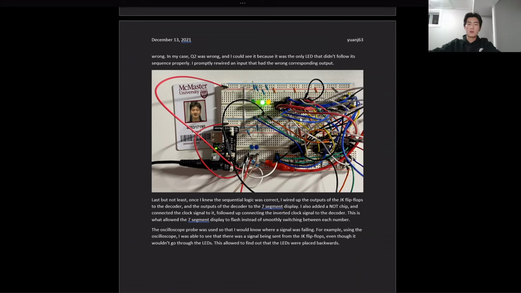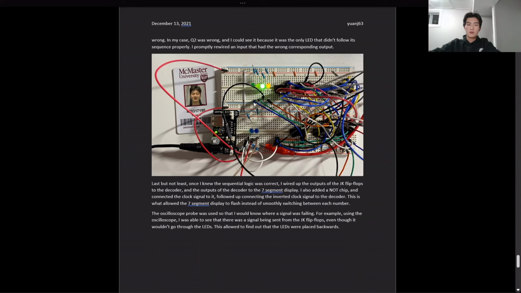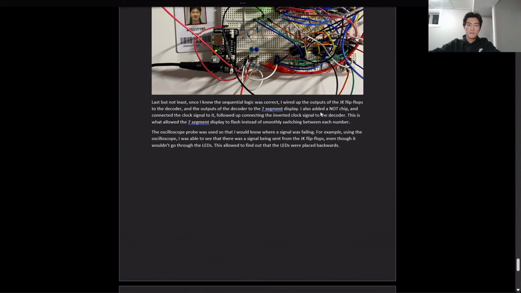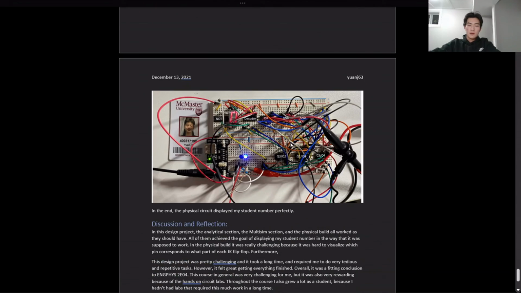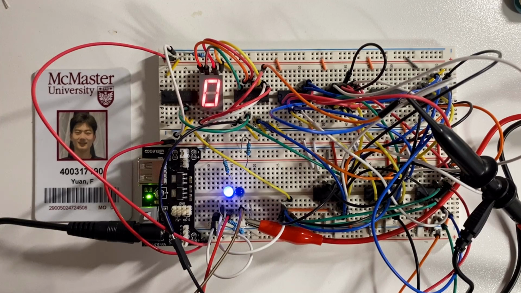Also, to help with debugging, I added LEDs to my circuit that represent each output of each flip-flop, as well as 2 for the counters. This allowed me to see exactly where I went wrong in my circuit. And so here's my Multisim circuit, my real-life circuit flashing my student number.